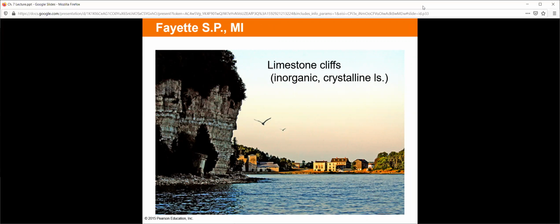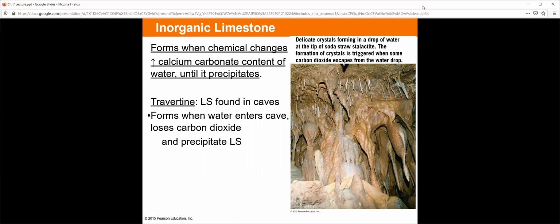Limestone, again, same song and dance. This limestone was formed via inorganic or organic means. You could tell the difference based on whether you see fossils and such. Travertine is another variation of this exact same process. It forms as chemical changes increase the calcium carbonate in the water again until it precipitates. This travertine, for example, was formed when water entered the cave and carbon dioxide pushed out. Kind of going over the same song and dance as the previous ones.